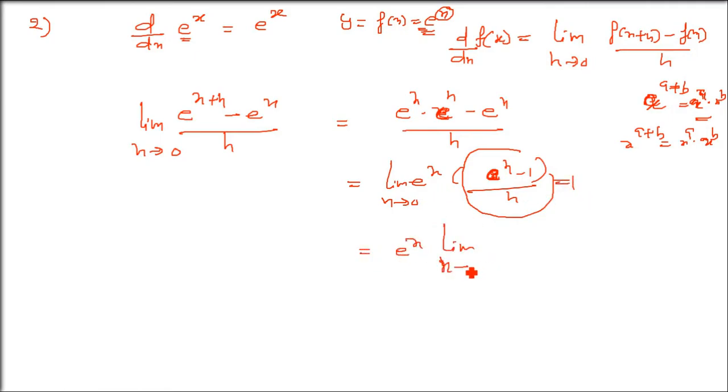This is limit h tending to 0, (e to the power h minus 1) by h. So this is going to be 1. Only e to the power x remains. So this is how d by dx of e to the power x is e to the power x. This is by first principle.